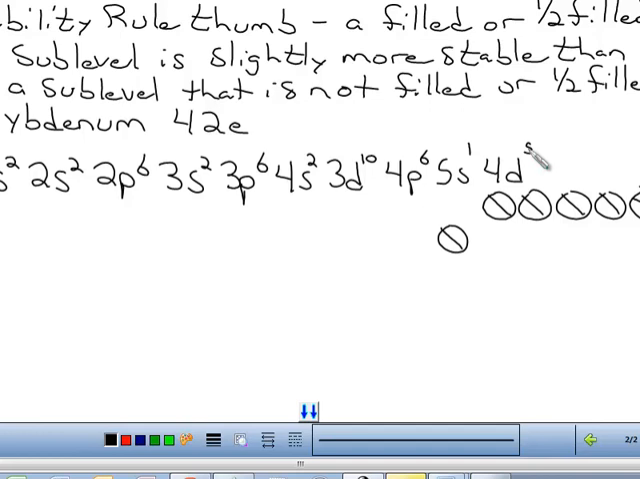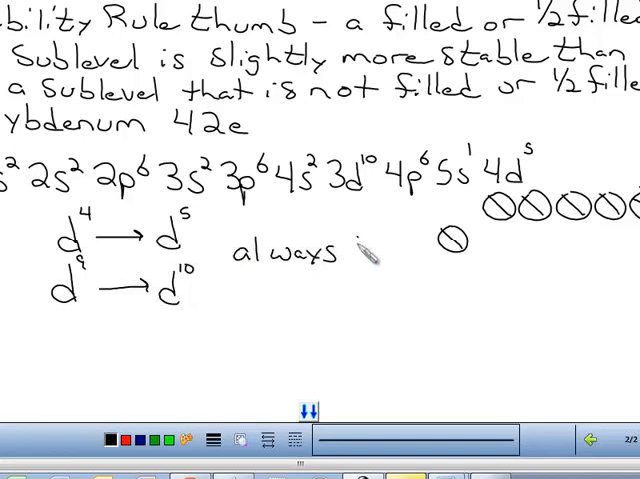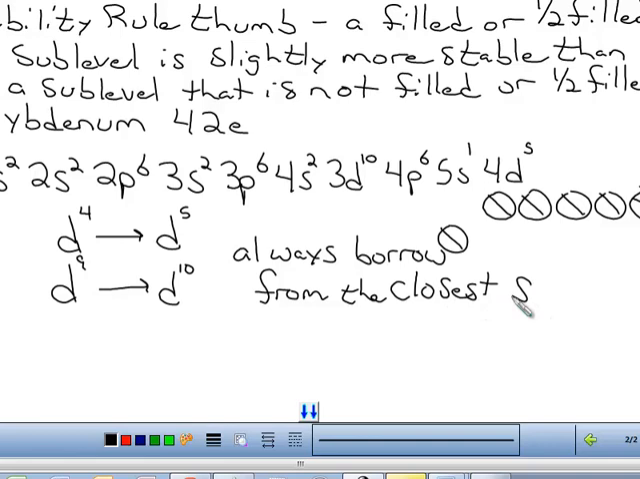This 4d4 becomes a 4d5. What you will notice is, and I will tell you, we only borrow on two things. Anytime you have a d4, we will borrow to make it a d5. Anytime we have a d9, we will borrow to make it a filled d10. And the thing is, you always borrow from the closest s. Always borrow from the closest s.